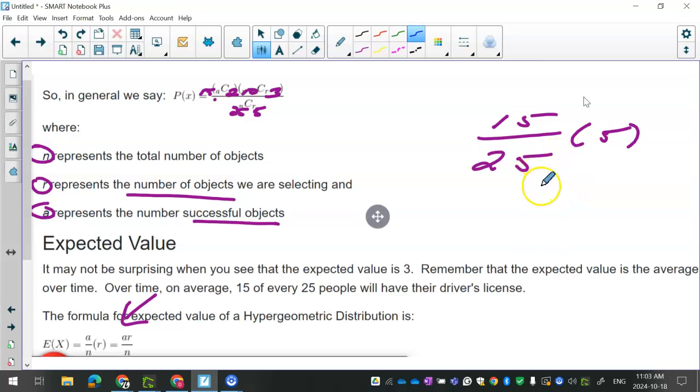Okay, so let's say, for example, another example, I'm going to take 52 cards, and I want to know what's the probability of getting, let's just, I'll make a question up right now.